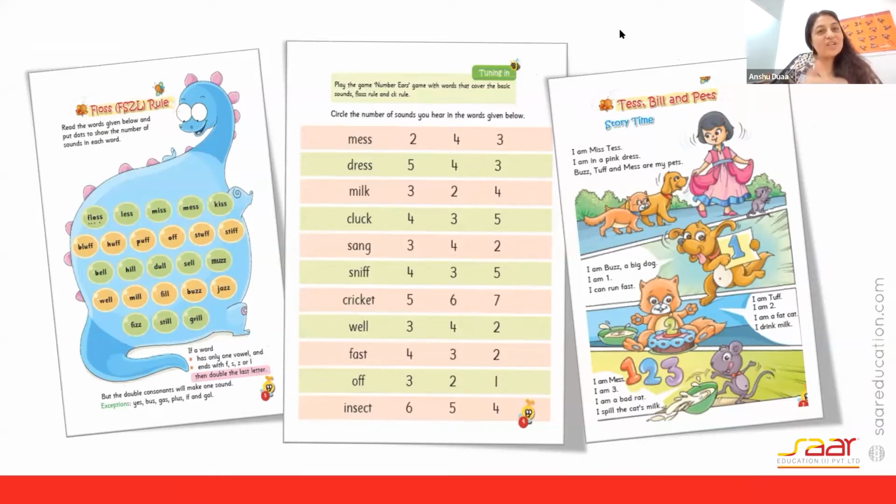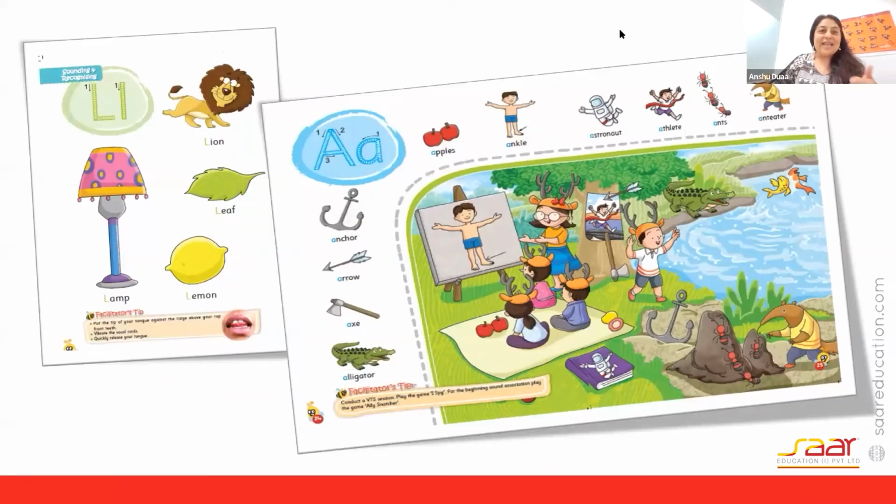But the sound structure continues. Every word would be done through the phoneme-grapheme association. In PP1, we are taking the beginning sound and talking about lamb, lion, lotus, right? In PP2 also, we are doing the beginning letter sound, like apple, ankle, astronaut, athlete, ants, anteater, anchor, arrow, axe, alligator. All the words that are giving you the same sound.